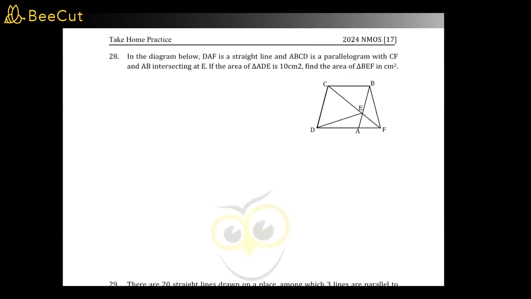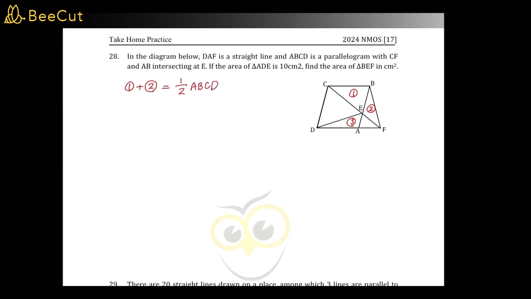Question 28. Right, this one is on half model. So let's label the triangles. Let's say this triangle 1, triangle 2, triangle 3. First, triangle 1 plus triangle 2. This is the triangle BCF. So that's half of the parallelogram. Half of ABCD.